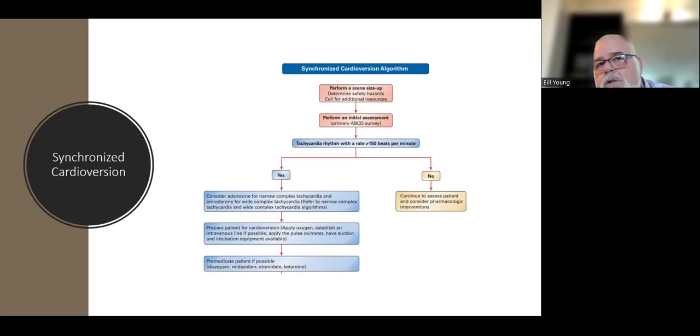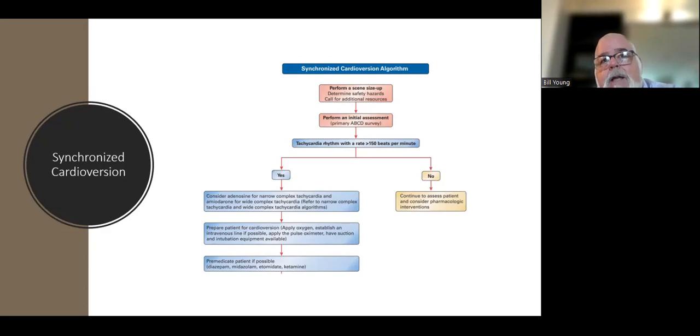We use benzos to help patients that are having seizures, but we also use benzos to help people to relax and not to remember. Generally, what you would want to keep in mind here is, again, like narcotics, benzos can cause respiratory depression.